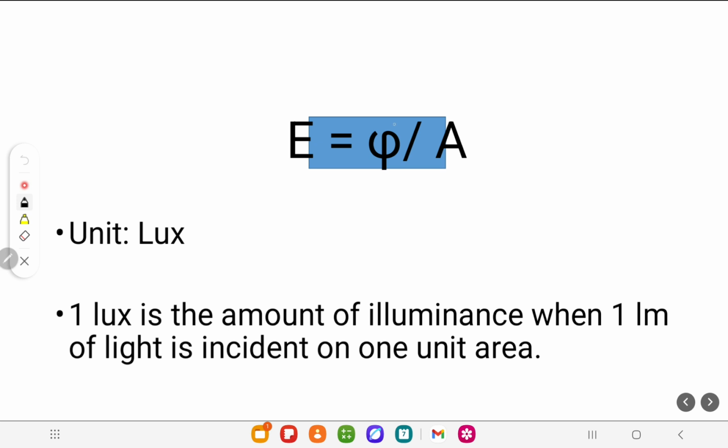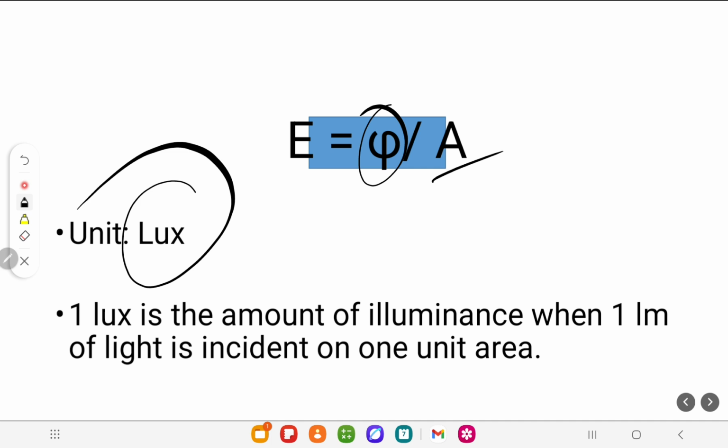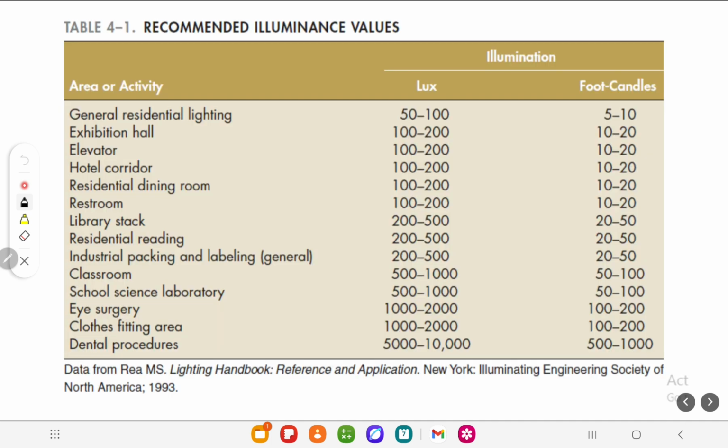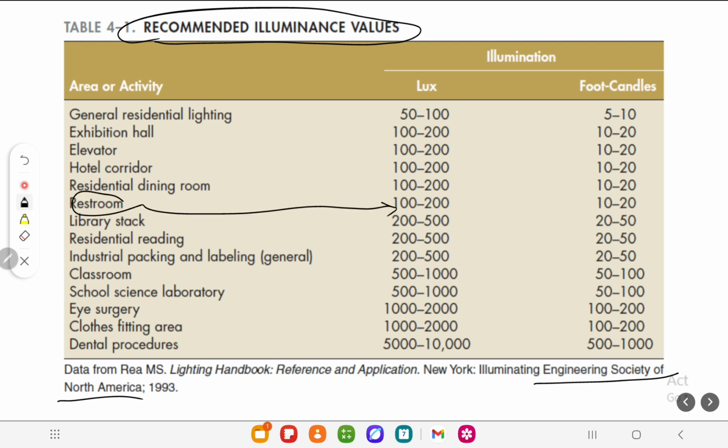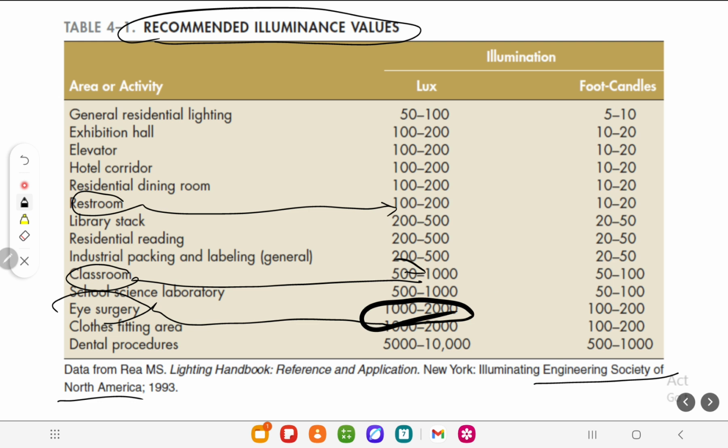So basically flux by area is lux. You must understand the unit of lux. This is the recommended illumination value, given by the Illuminating Engineering Society of North America. This is how you can see it. A restroom must have 100 to 200 lux illumination. For example, a classroom should have almost 500. Eye surgery areas should have 1000 to 2000 lux as a standard.